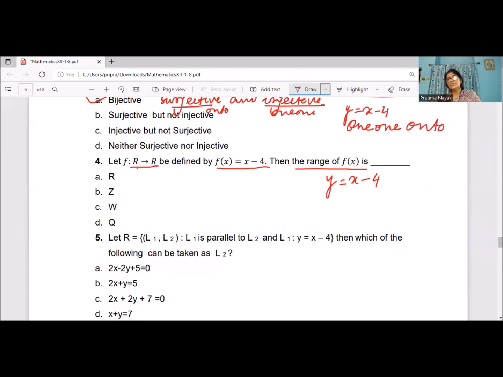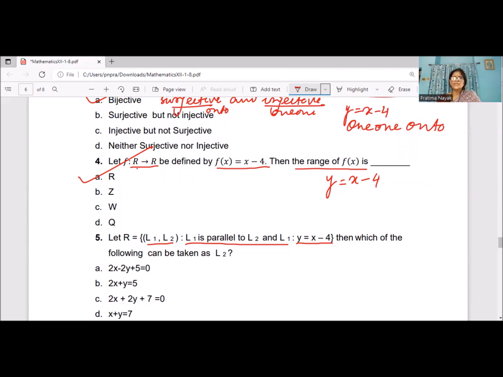Range means the value of y. When I am putting in x, I may put in a real number, rational, irrational, natural or whole number. Whatever I put in, x - 4 will give values accordingly. So y is always a real number. Next, coming to 5. L1, L2, that means again the set of lines. L1 is parallel to L2 and y = x - 4.